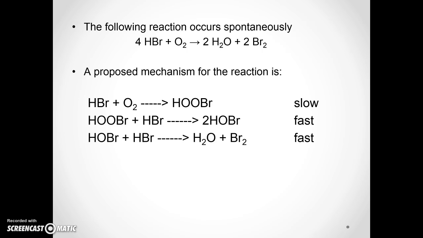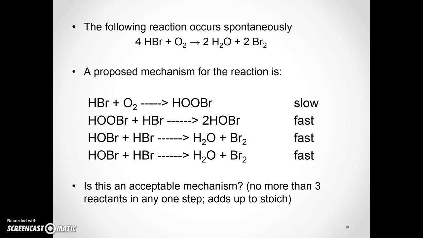So take a look at that. You've got the first step that's slow, the second step is fast, the third step is fast. So think, which one is slowing down the reaction the most? It'll be the slowest one. The fourth step that we can look at is the HOBr plus more HBr, another fast reaction. This just completes the stoichiometry to give us each of our products.